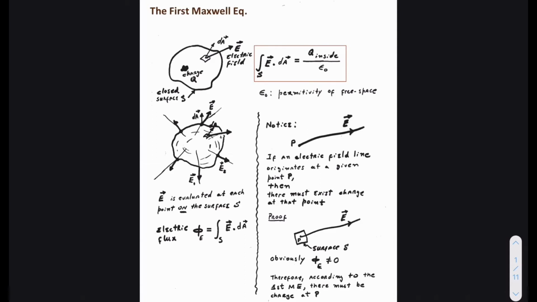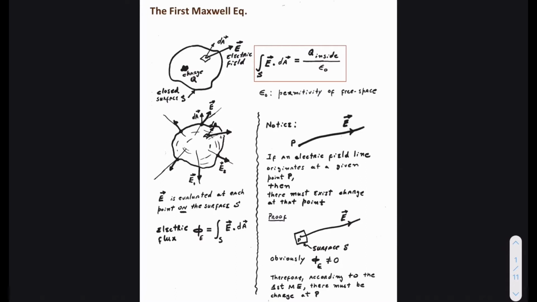which states that for a closed surface S, the surface integral of this electric field E is equal to the amount of charge Q that is inside this closed surface divided by the permittivity of free space. We have a name for this surface integral. We call it the electric flux. Now, when we evaluate the surface integral, we have to evaluate the electric field at each point on this surface S.